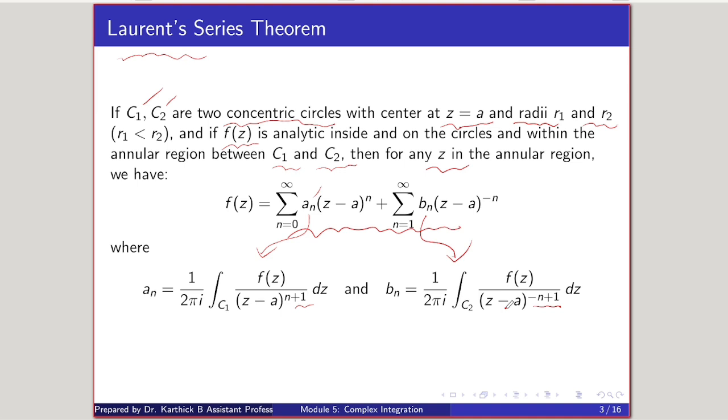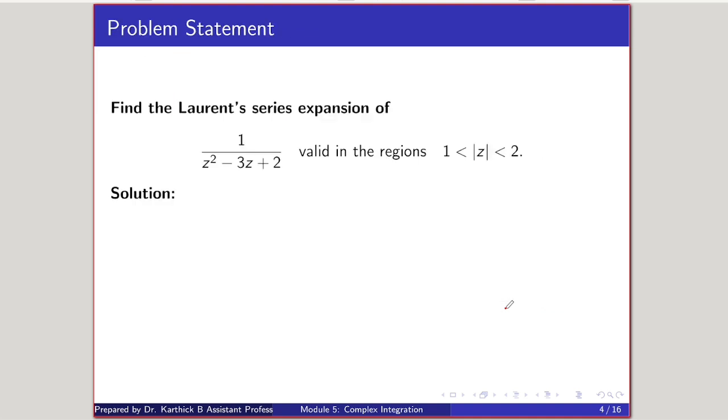You can understand better how we expand the given function. So here they have given the function f of z equal to 1 by z square minus 3z plus 2, and they have given a region, 1 less than mod z less than 2. Within this region, we want to express this function as a Laurent series. So first we have to make this function very simple.